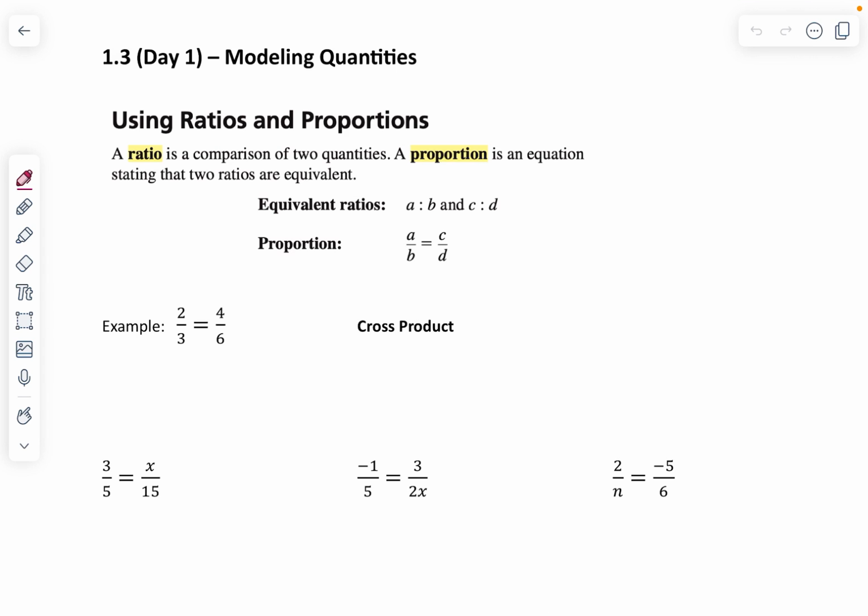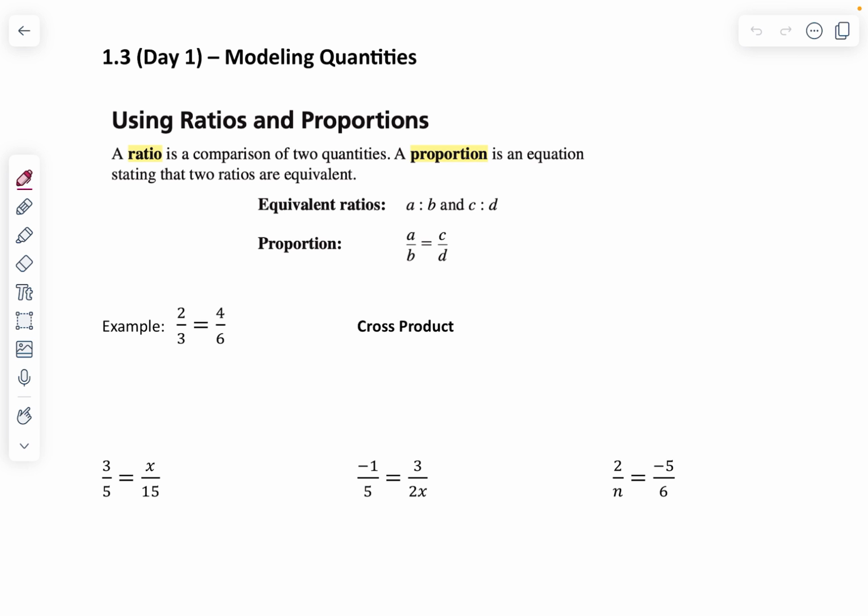Today we're going to talk about ratios and proportions. Now, a ratio is a comparison of two quantities. Sometimes it could be like boys to girls in the classroom or things like that. Any ratios we can compare two quantities. But a proportion is stating that two ratios are equivalent.